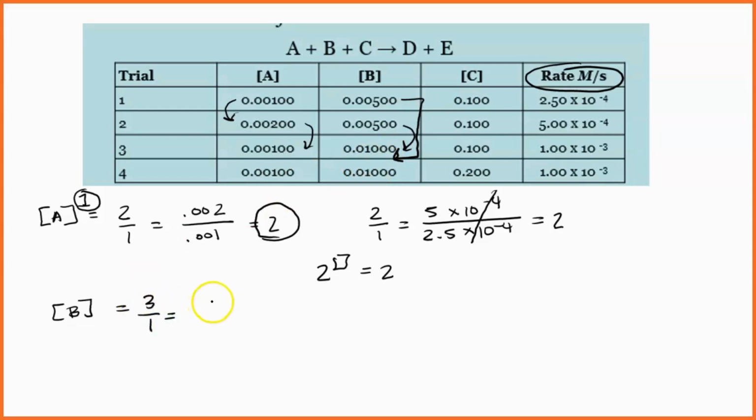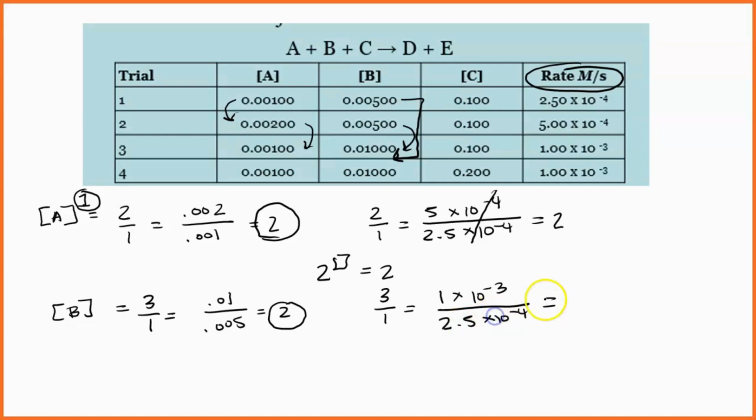The concentration at 3 is 0.01, and the concentration at 1 is 0.005. So again, times a factor of 2. I'm going to compare the rates in the exact same way. So the rate at 3 is 1 times 10 to the negative 3, and at 1 was 2.5 times 10 to the negative 4. So when I divide that, that's going to be 4. So once again, I'm thinking 2 to what power equals 4? So B is an order of 2.